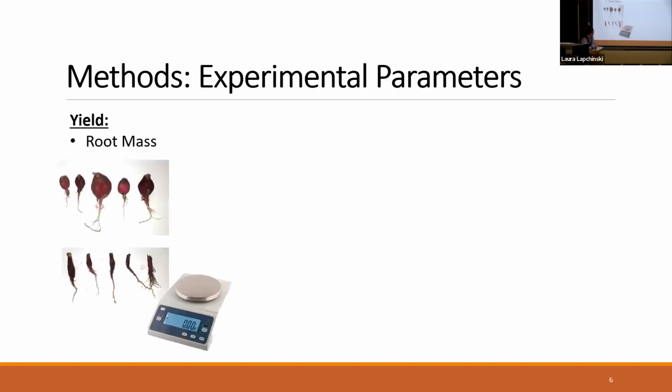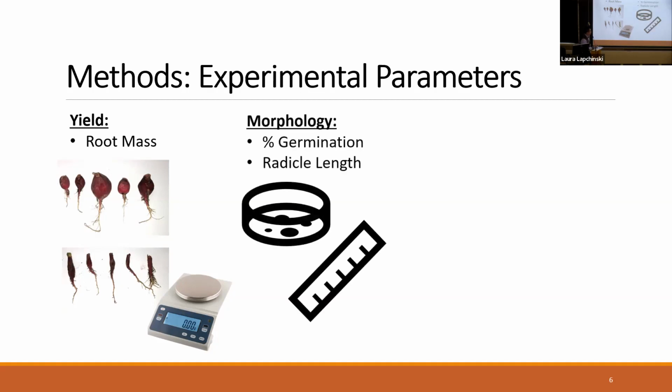Well, for yield, it's pretty intuitive. It's just my root mass, so how big the radishes are. This picture doesn't show up that nicely, but these are nice and pink radishes. Then my morphology, that's my percent germination, so the amount of seeds that germinated, and also the radical length, so the root hair that's developed in my germination stage, how long those are.